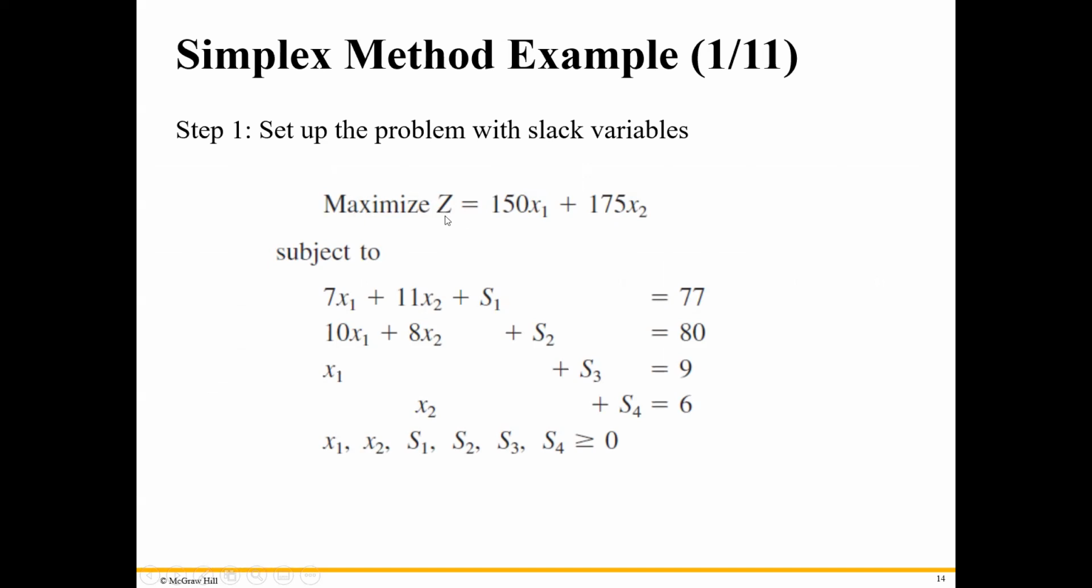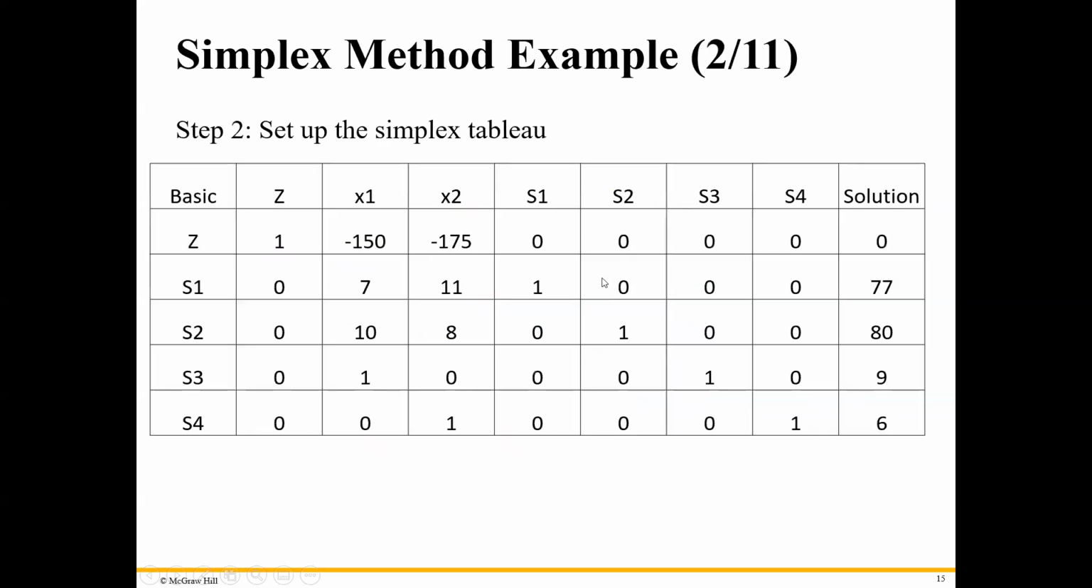So if we take this equation, z is equal to 150 x1 plus 175 x2. We will take 150 x1 and 175 x2 to the left hand side of the equation. So then it becomes z minus 150 x1 minus 175 x2, and on the right hand side it will be 0. There are of course no s1, s2, s3, and s4 in this equation, so in the place of s1, s2, s3, and s4, we will place 0. On the right hand side it is 0.